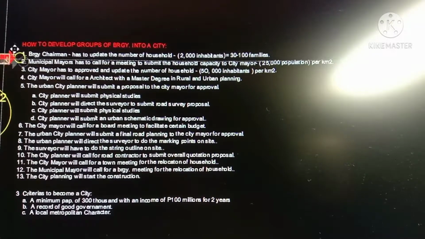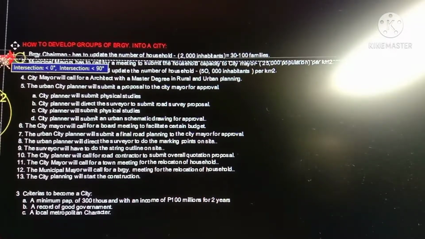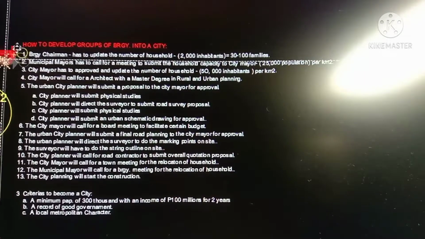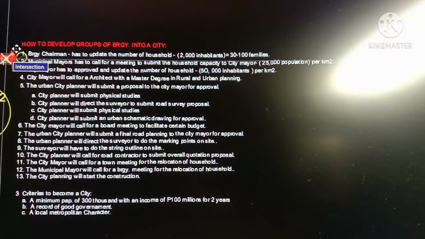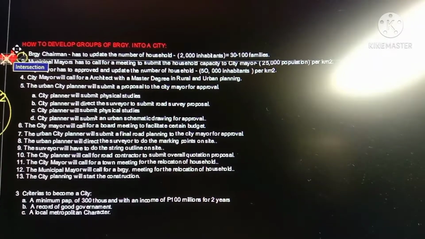Okay, what is the requirement of barangays? Or what is a barangay? Okay, a barangay is similar to barrios, the same as small groups of housing, composed of 2,000 inhabitants with a certain parameter of 30 to 100 families. Okay, so that is a barangay.